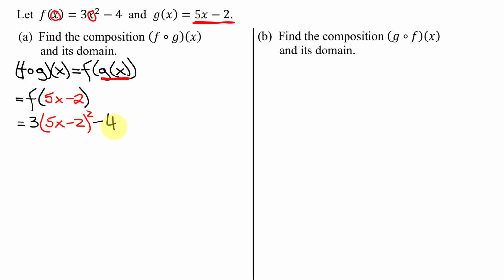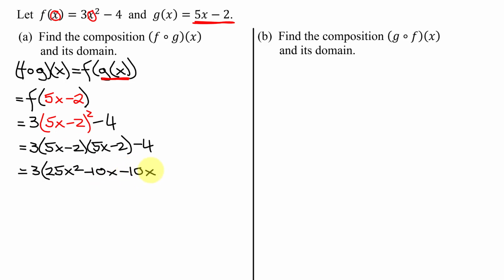So now all I have to do is simplify this expression. There are several different ways of doing this. I'm going to do it the long way of writing 5x minus 2 times 5x minus 2. And then I'm just going to FOIL out the binomials. So I get 3 times the quantity 5x times 5x is 25x squared. 5x times negative 2, negative 10x. Negative 2 times 5x, negative 10x. Negative 2 times negative 2 is positive 4. Don't forget now I have to close parentheses, minus 4.